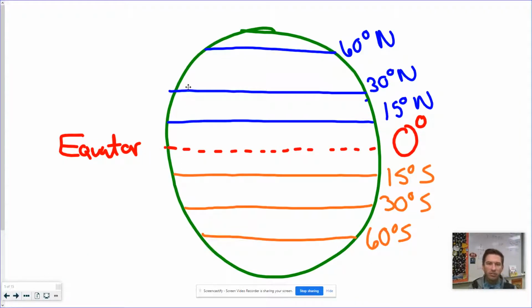And then in addition to the equator, we've got some other lines of latitude, and they just keep going up: 30, 60, and then up top at the North Pole, that would be 90 degrees latitude, and then down at the South Pole, that would be 90 degrees latitude.